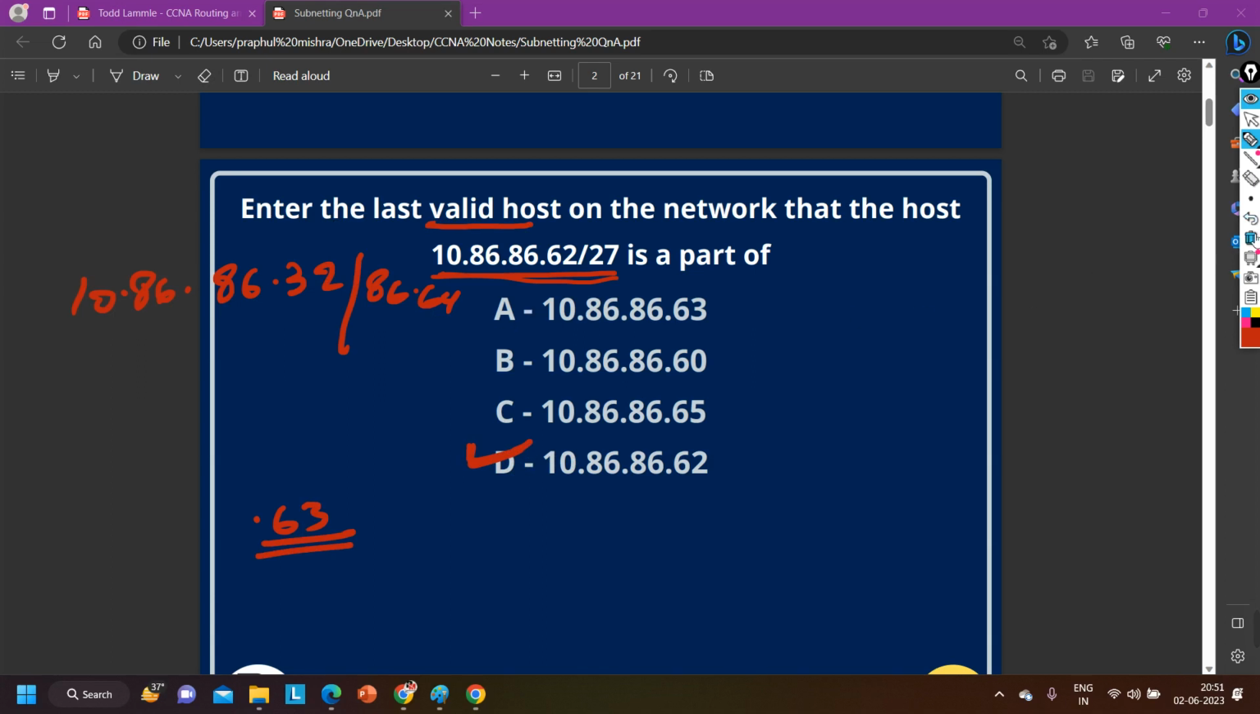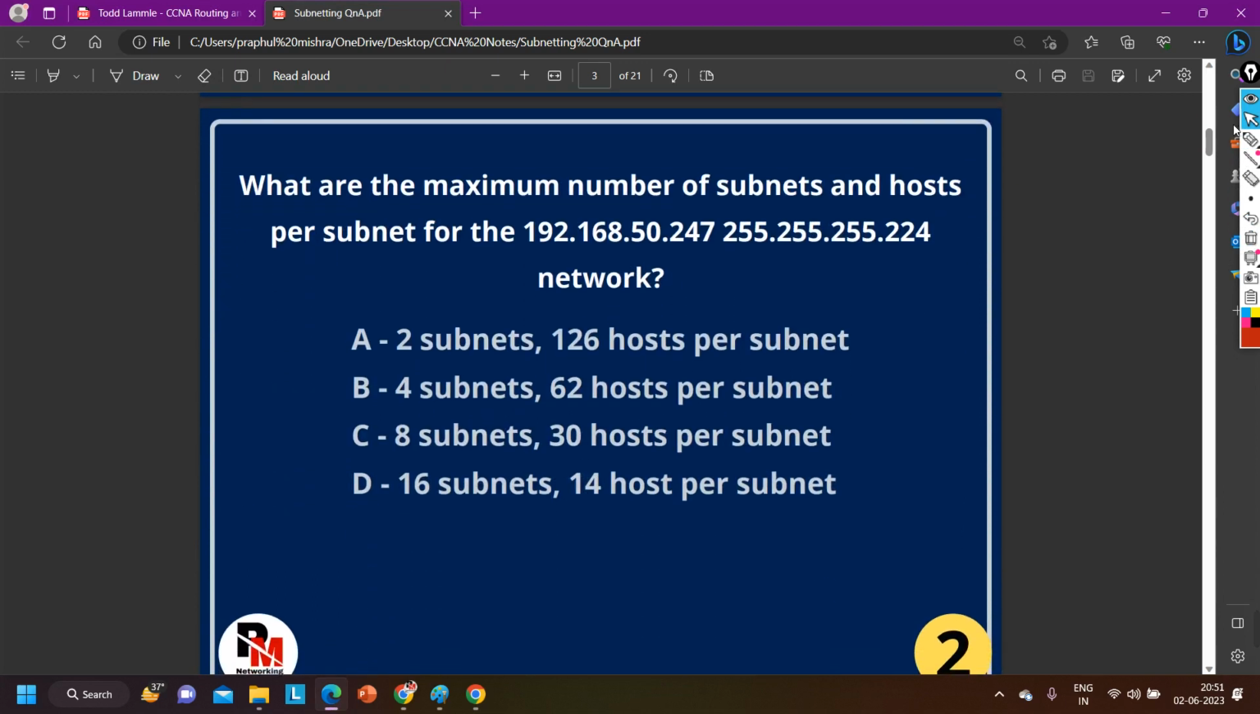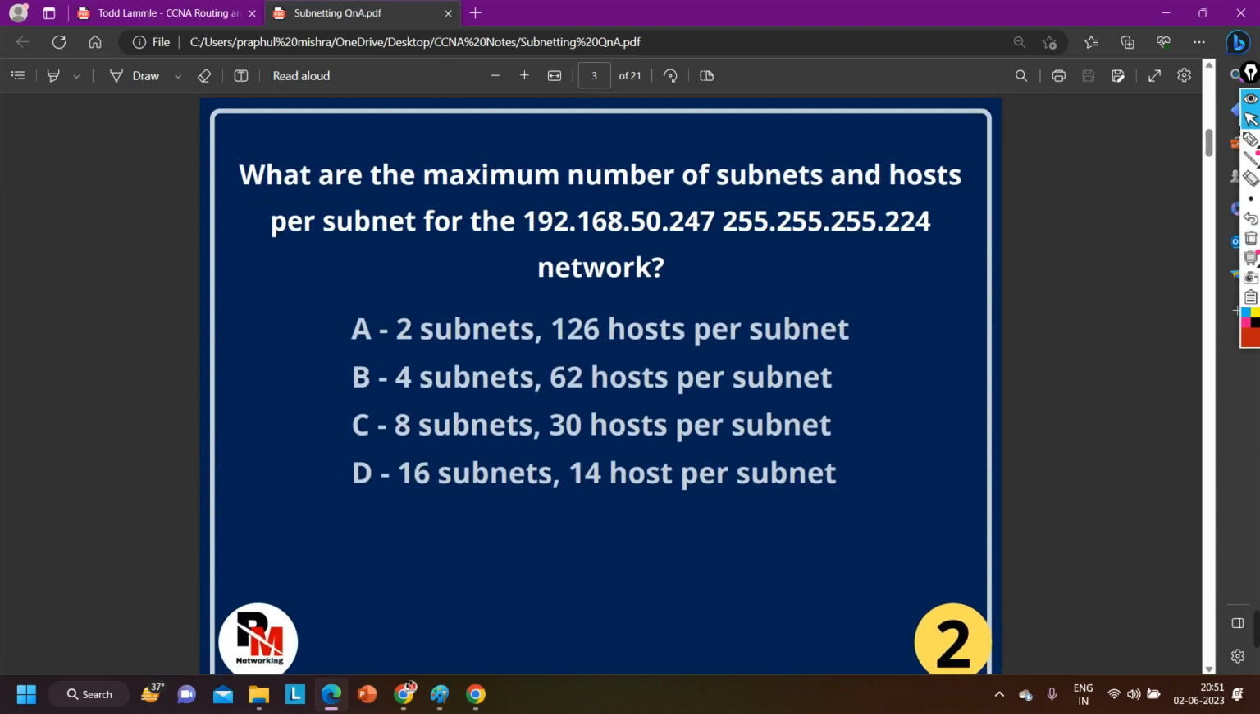Okay guys, be careful. See this question. What is the maximum number of subnets and hosts per subnet for this IP address and this subnet mask? D, 16 subnets, 14 hosts. 8 subnets? Please check, sir. Neeraj, is he saying the right answer or not?